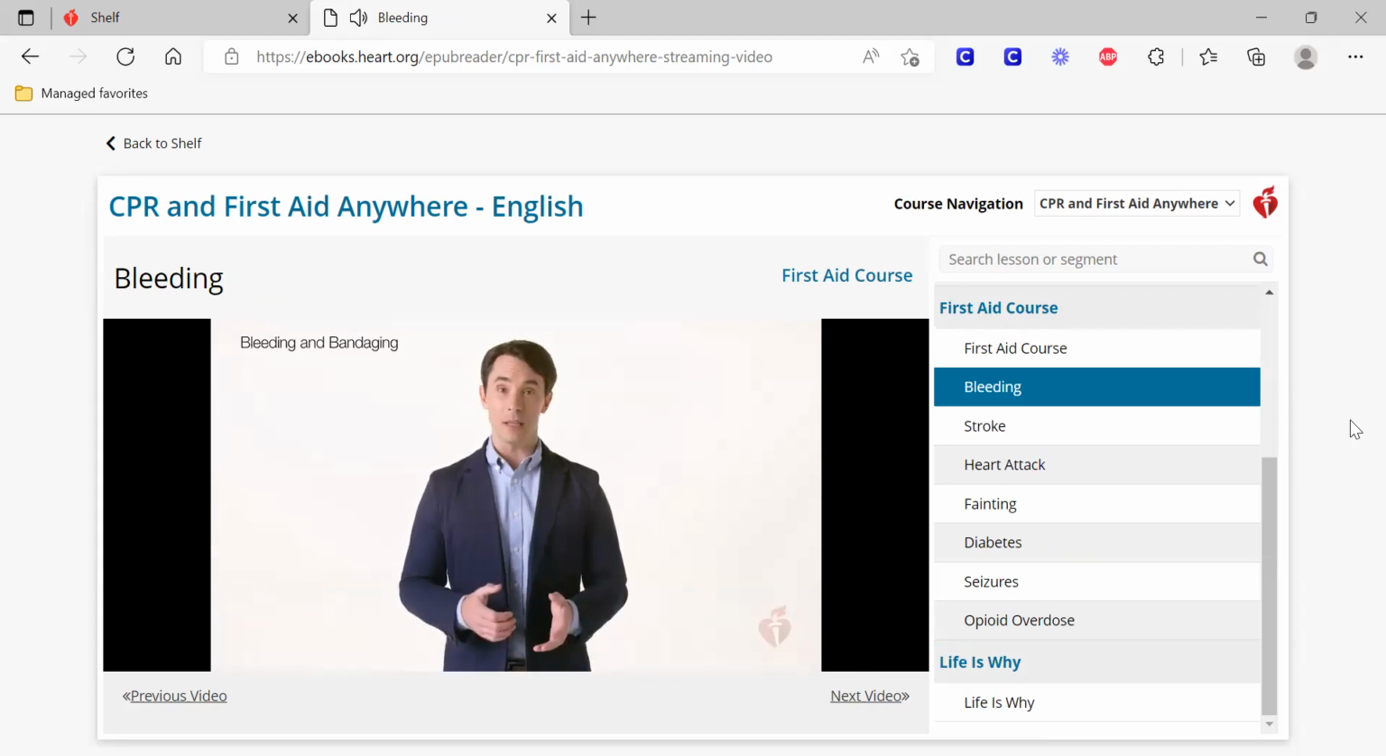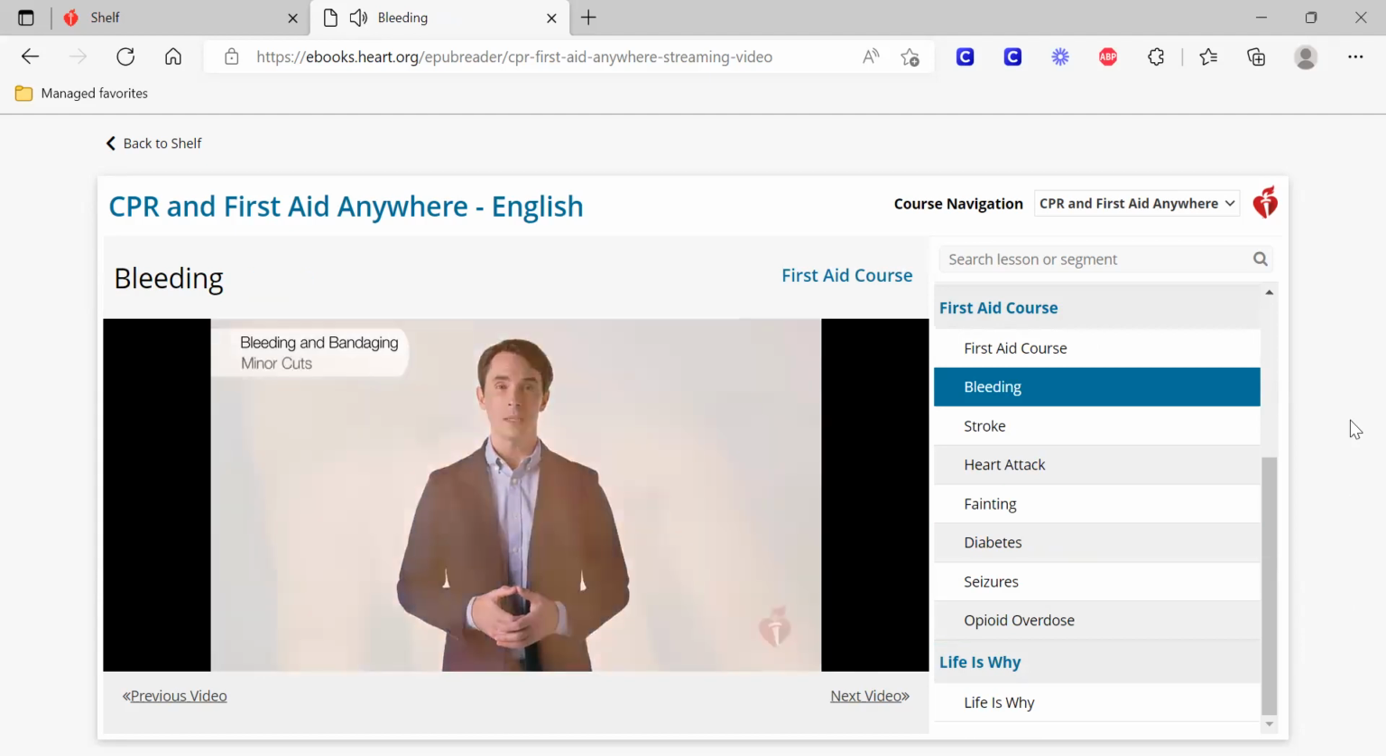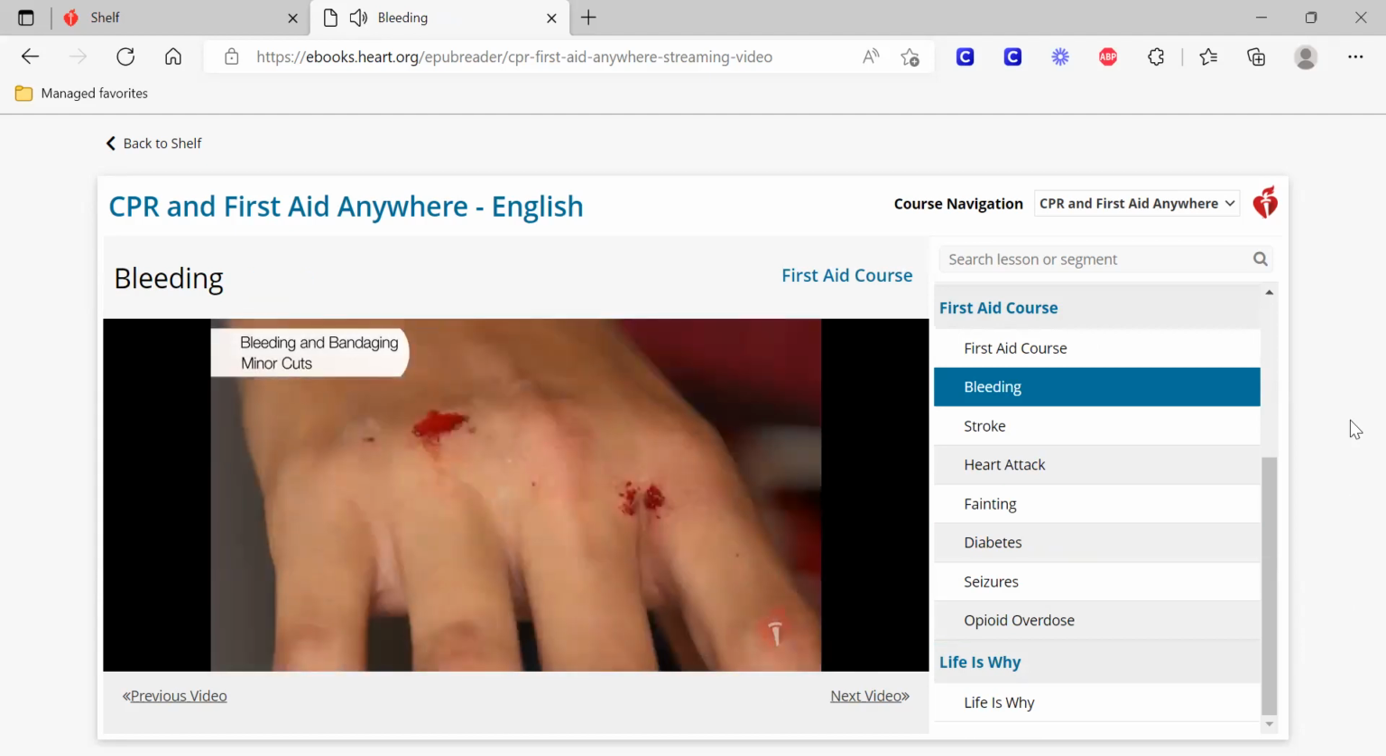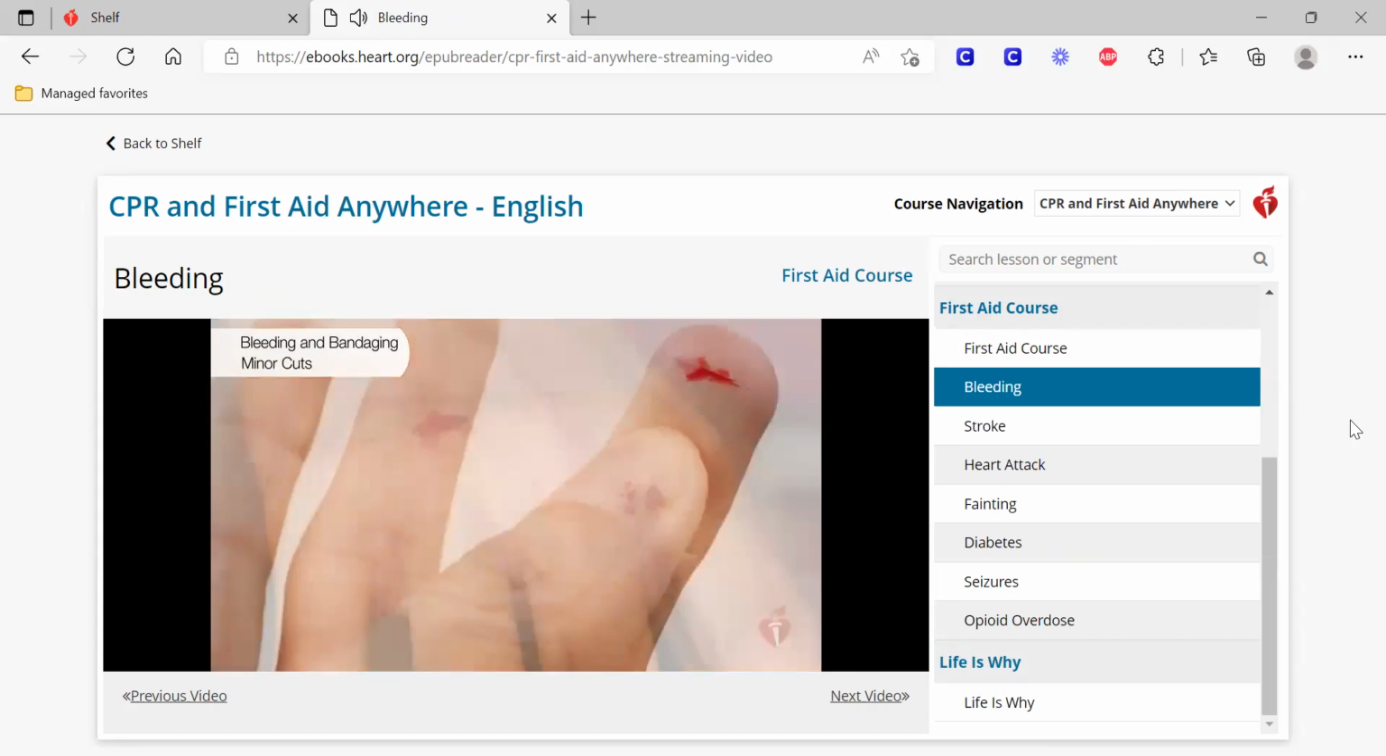Bleeding can quickly become life-threatening if not controlled. Severe bleeding occurs when a large blood vessel is cut or torn. When this happens, a person can lose a lot of blood within minutes. Minor bleeding occurs from small cuts or scrapes. Most bleeding can be stopped with pressure. It's important to stay calm. Bleeding often looks worse than it is.